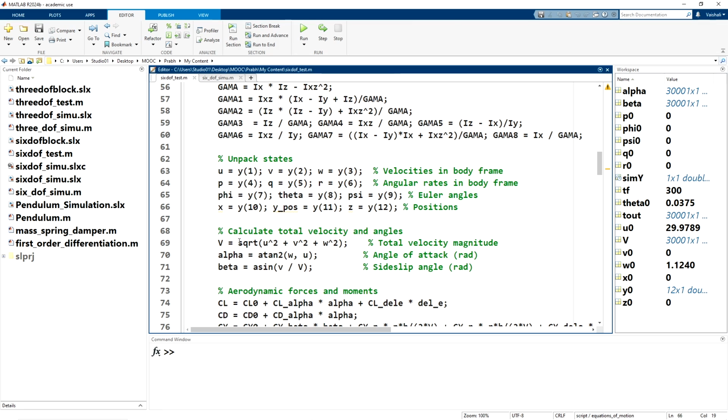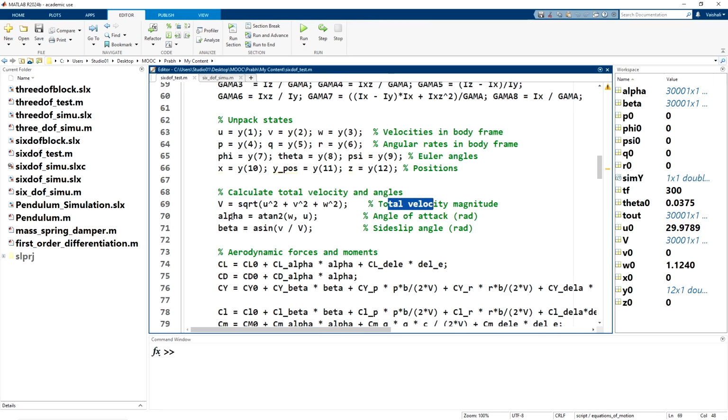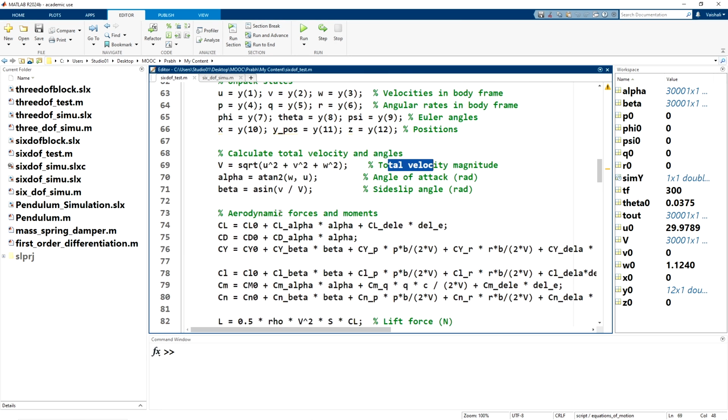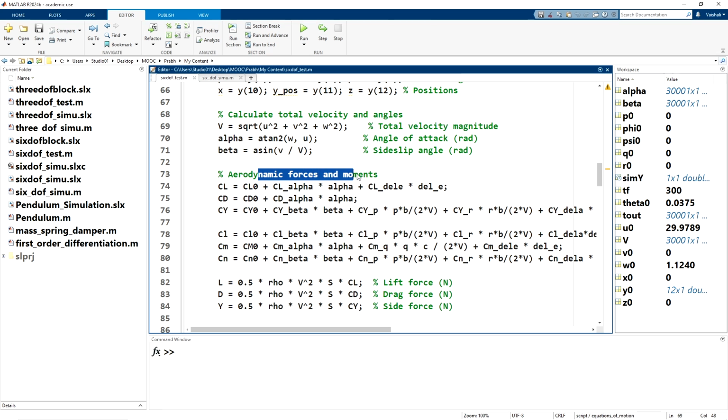So in 3DOF we had V equals square root of u square plus w square only, but in 6DOF we'll be having V equals square root of u square plus v square plus w square, that is the total velocity magnitude. And we only added alpha equals tan inverse of w upon u. Here we have beta also, a sine inverse of small v upon capital V. All right. Then we have aerodynamic forces and moments.